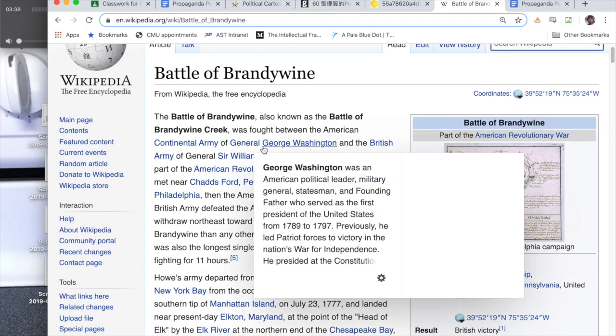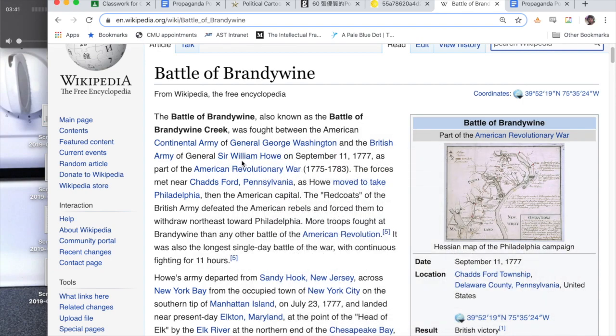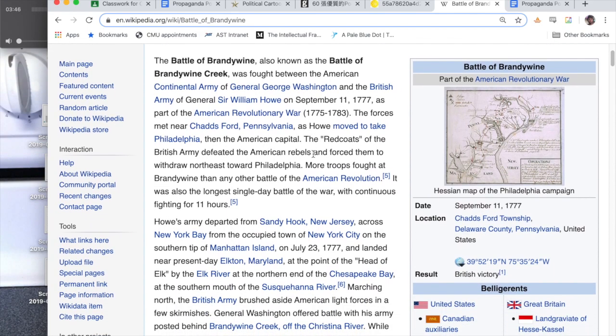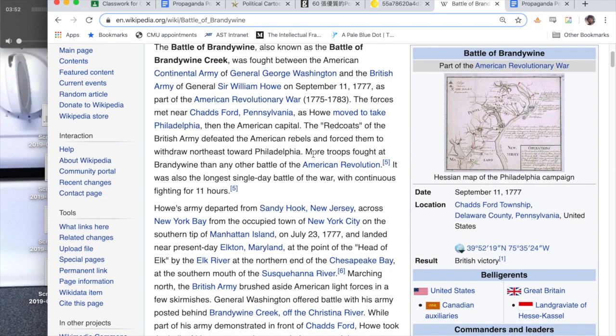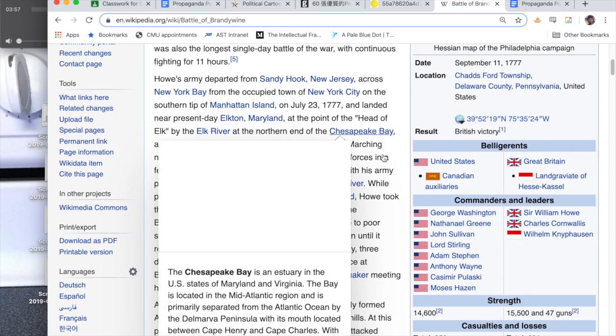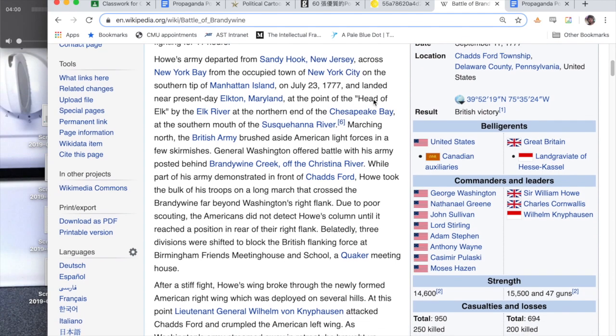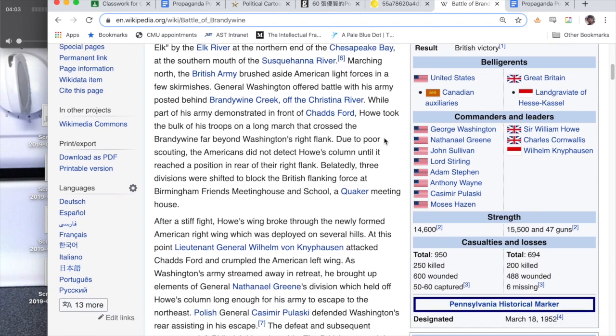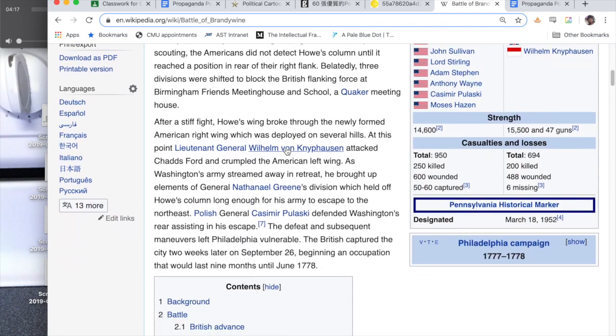George Washington was on one side, on the American side. Sir William Howe was on the British side. They were both commanders. They had armies. And this was a very early battle in the American Revolutionary War. And so let's see, the British were coming from New Jersey. Howe took the bulk of his troops on a long march that crossed the Brandywine far beyond Washington's right flank, so they went around the Americans. The Americans didn't see them coming, and spoilers, the British win this battle.